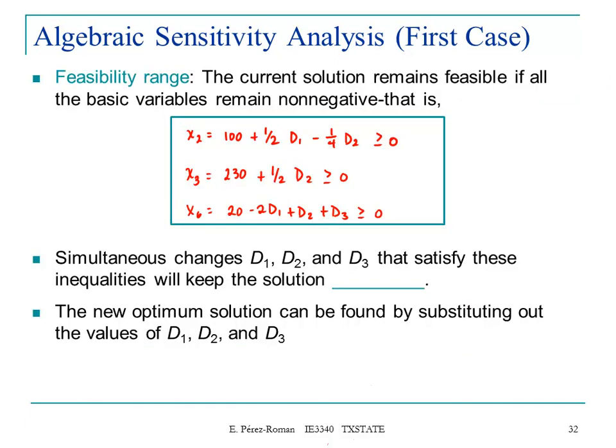Okay, so now that we know the dual prices for each one of the operations, we can establish a feasibility range where the current solution remains feasible if all the basic variables remain non-negative. So you can find that feasibility range by saying that your basic variables will be greater or equal to zero. So if you simultaneously change D1, D2, and D3 in a way that satisfies these inequalities, it will keep the solution feasible. So the new optimal solution can be found by substituting the values of D1, D2, and D3.